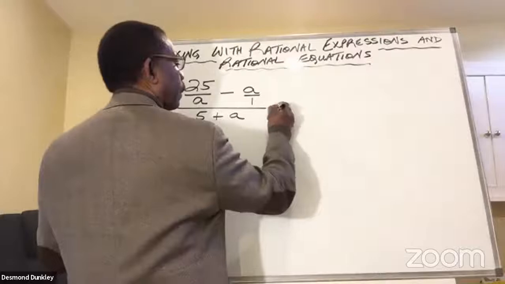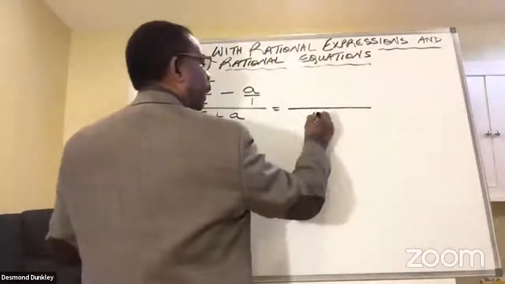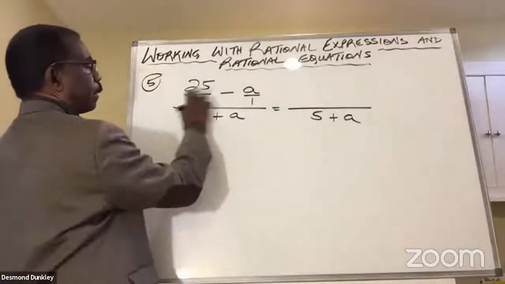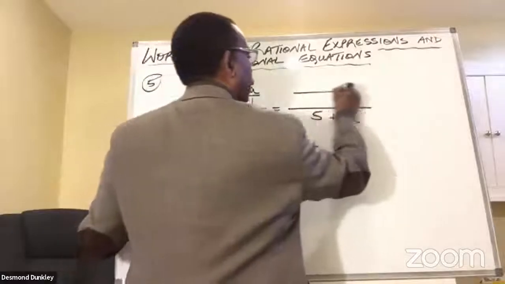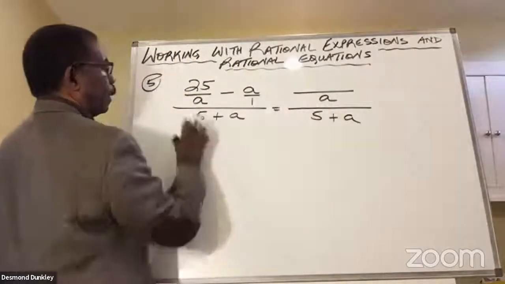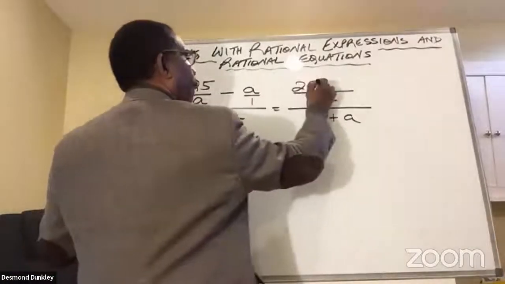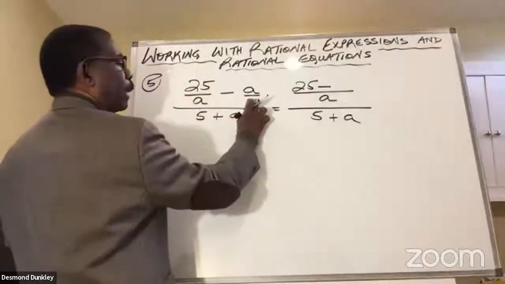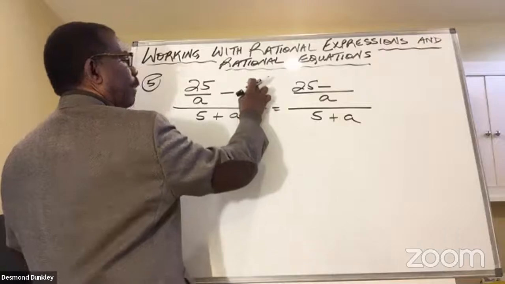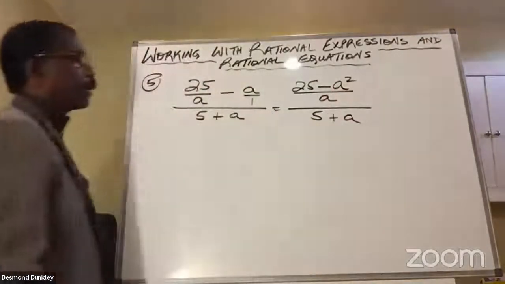So here we go. The vinculum is here. The bottom remains as 5 plus a. Nothing fancy at the bottom. But this becomes the common denominator of a. A times 1 is a. You already have 25 minus. This denominator changes to a. A times 1 is a. So we have to multiply the top by a. We end up with a squared.